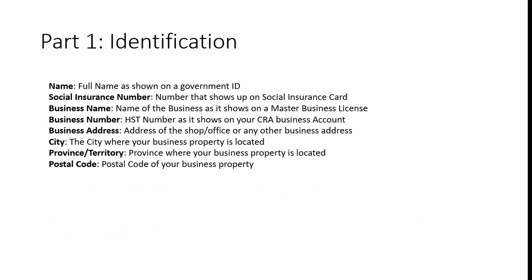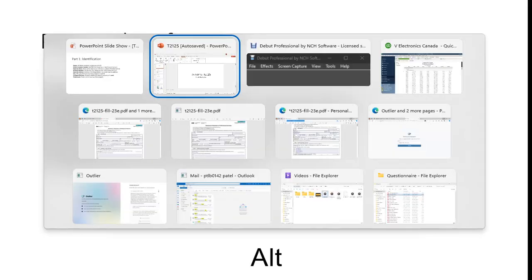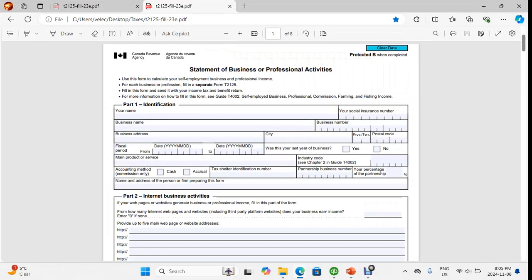Let's go ahead and fill in this form, starting with the first section, which is part one, identification. In part one, you will need to type in your name, and make sure this name matches your government photo ID. If you do have a middle name, you will need to type in a middle name as well. Let's say this is XYZ, YZZ for this example's sake.